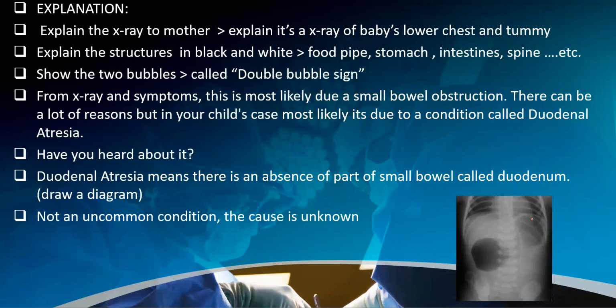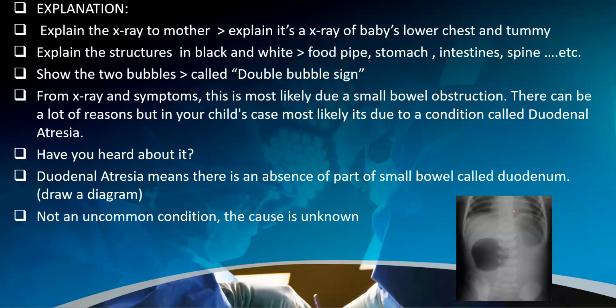As you can see, this is an X-ray of your baby's lower chest and the whole tummy. In an X-ray, some structures look black, some look whitish. The blackish are mainly those which contain air, and the whites are mainly bony structures or something which contains fluid or blood. Are you with me so far? Yes, doctor. Now, if you look here in the top part, you can see on both sides some blackish shadow. This is your baby's lung.